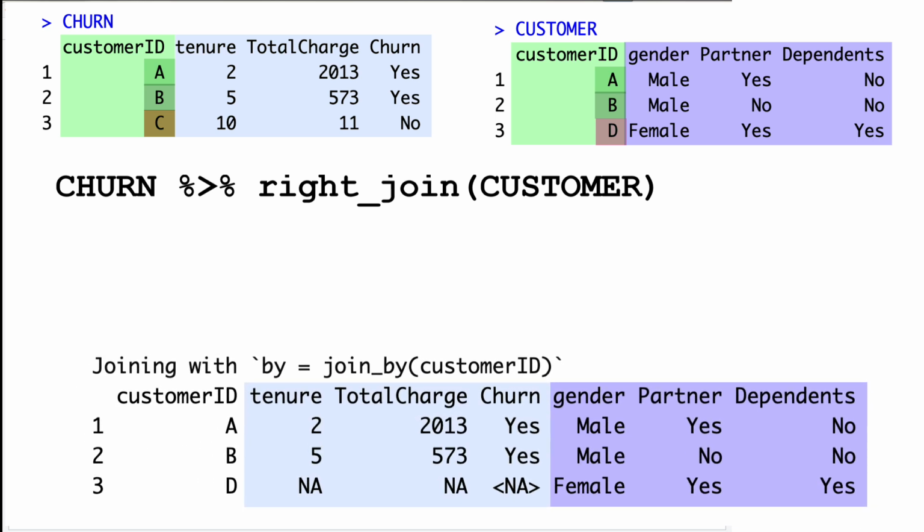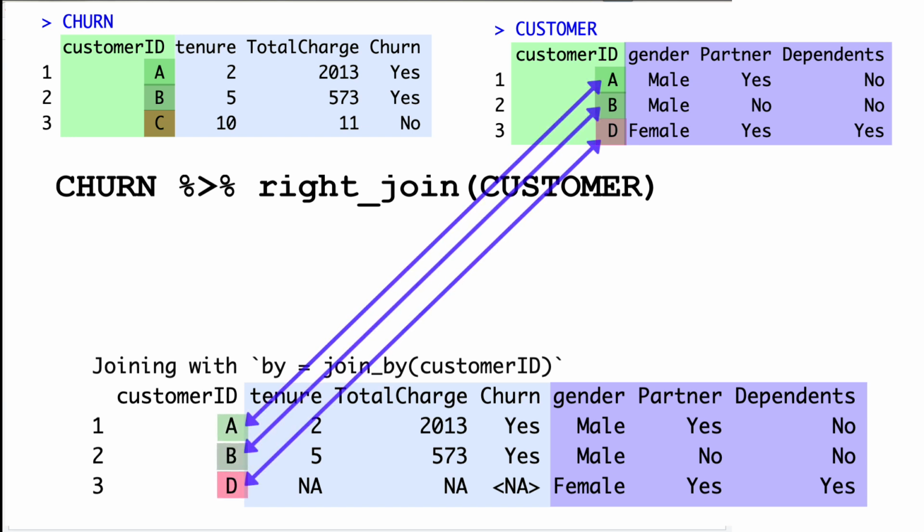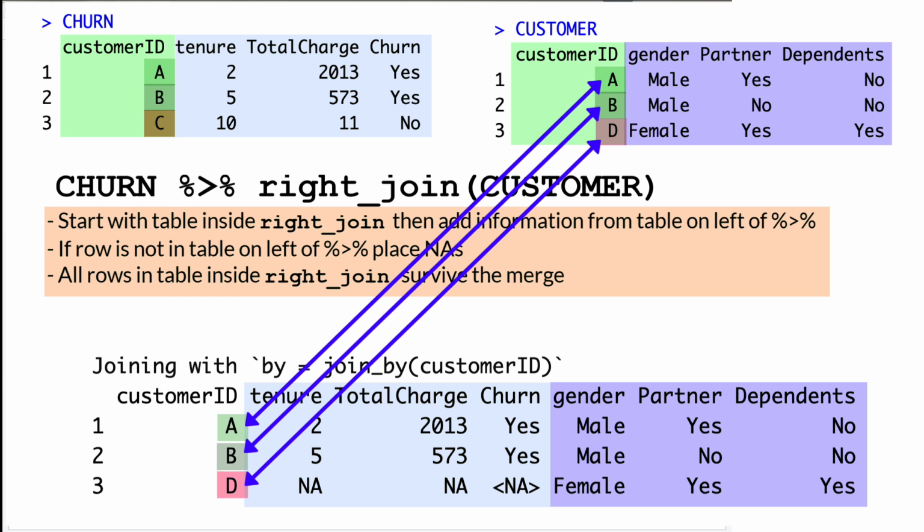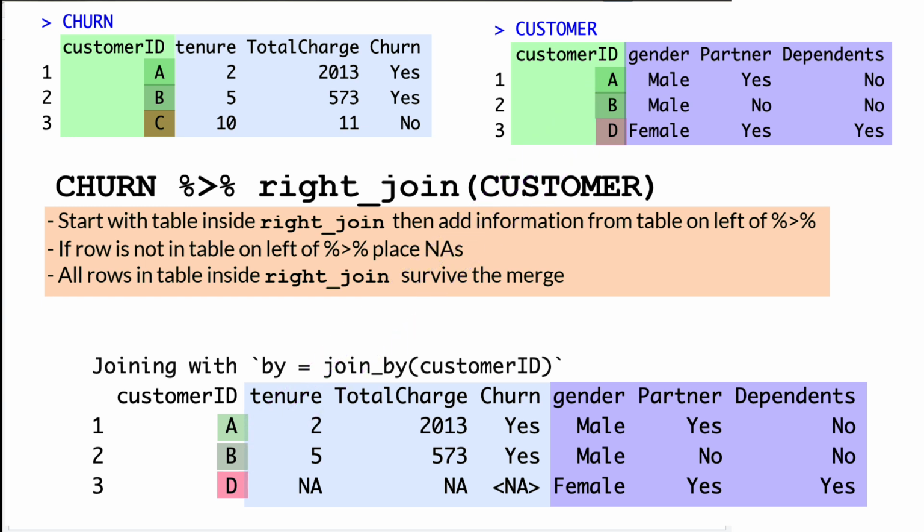In this case, what we have is information on customers A, B, and D, and those were the customers in the customer data table, the one that I actually put inside the right join function. And so that's what a right join is going to do. It's going to make sure that all of the rows in the table inside the right join function survive the merge. And if we can't find a match with the table that's on the left-hand side of the pipe, NAs are going to be placed in those columns from the table on the left of the pipe.